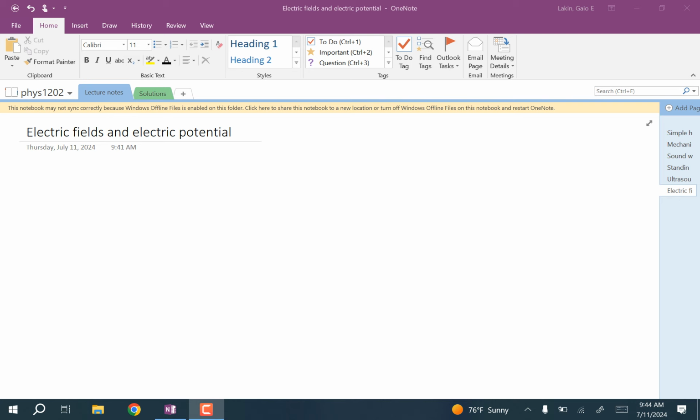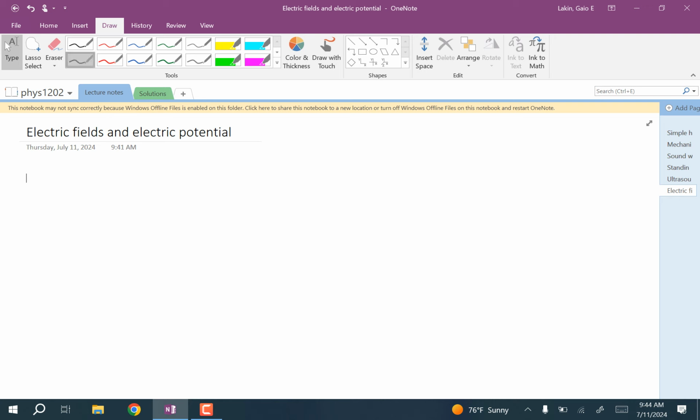Now we're moving on to the topic that is going to take up most of this class, electricity, and later we'll talk about its relationship with magnetism.